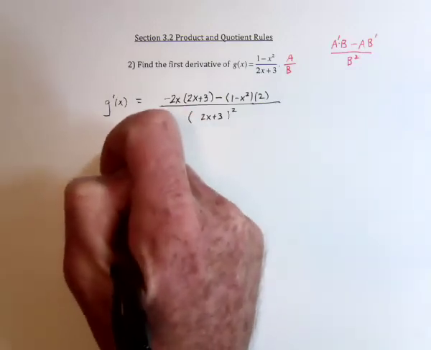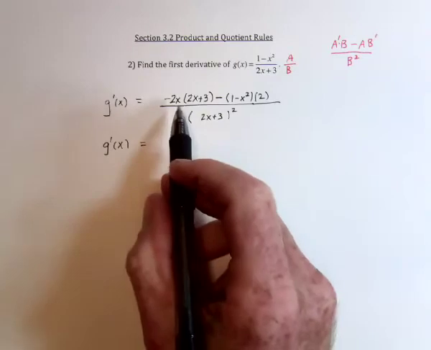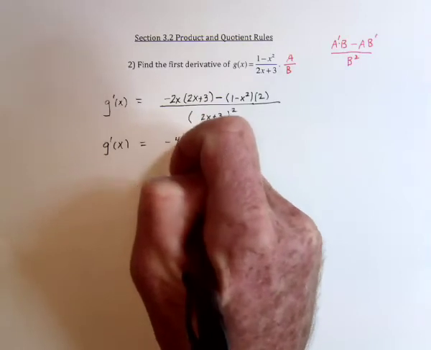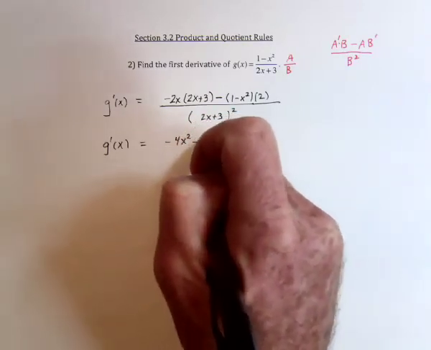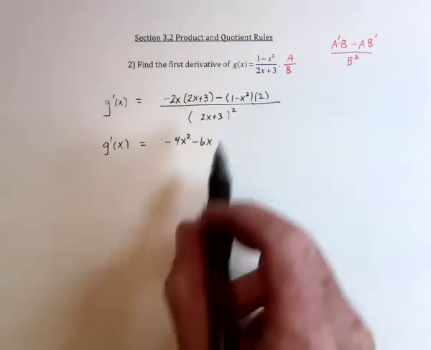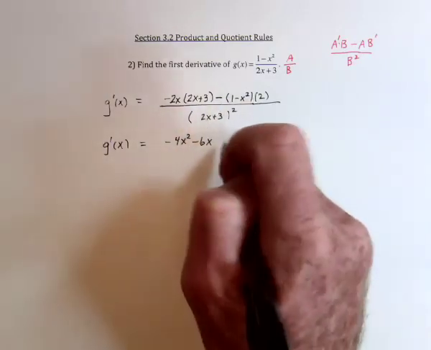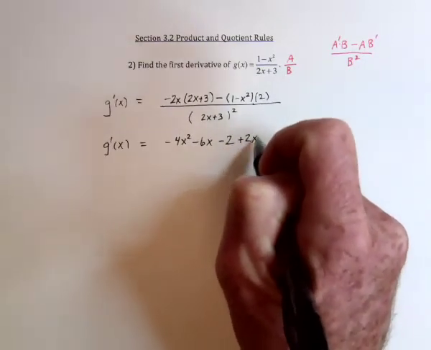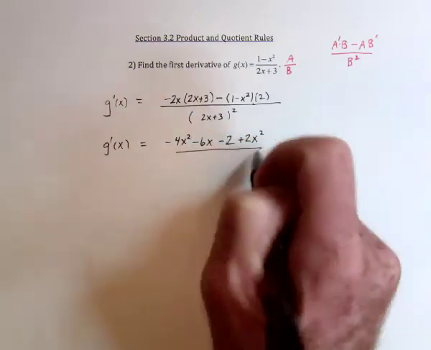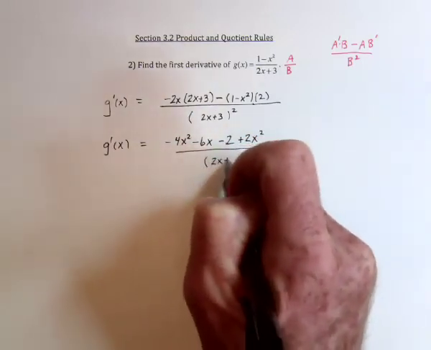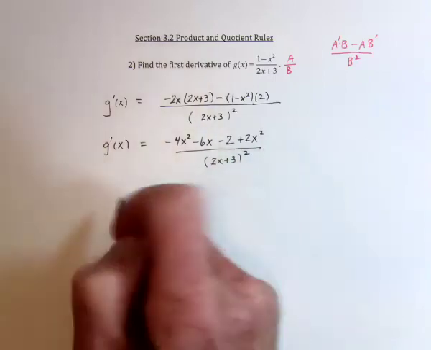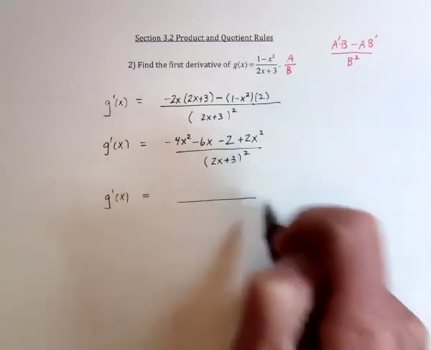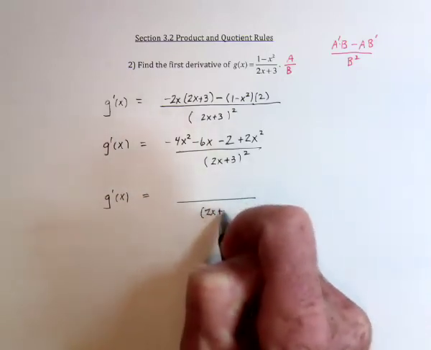So we've got the derivative of g is going to be, so distribute this, so there's going to be negative 4x squared and negative 6x. Distribute the negative and the 2 is going to be negative 2 and positive 2x squared. And you don't need to multiply out the 2x plus 3 squared, just leave it the way it is. And then just combine like terms in the numerator and we'll be done. So the denominator stays the same the whole time.